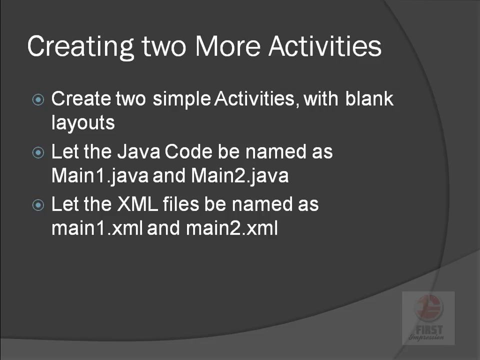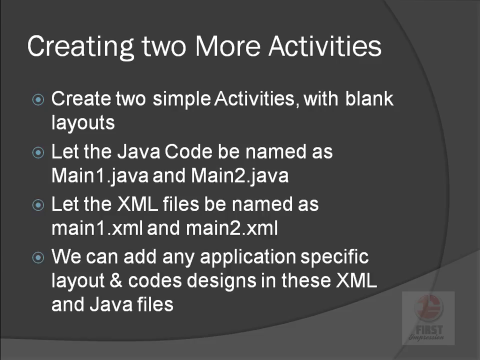Okay, that is fine. Now, currently we have added two blank XML files, but if you want, you can add your application specific code inside these XML files and Java files. For example, if you want a single application that should contain the tween animation and frame by frame animation, in main1.xml you should write the XML file for the tween animation. In main2.xml you should write the file for the frame by frame animation. In main1.java you should write the code for tween animation, and in main2.java you must write the code for the frame by frame animation.